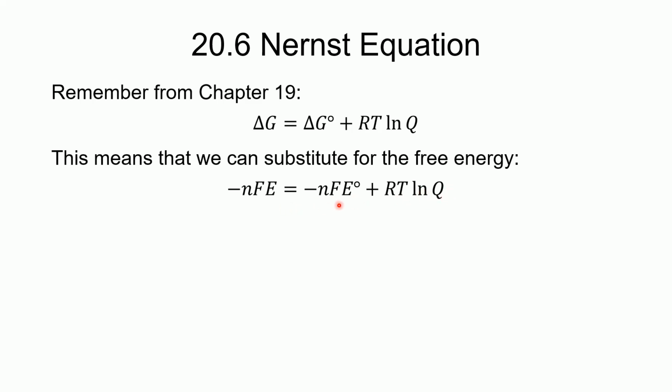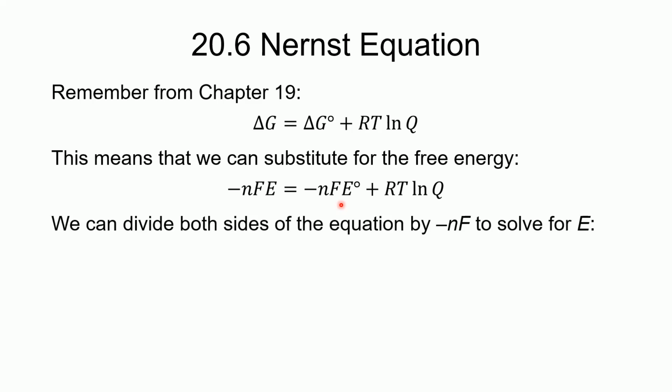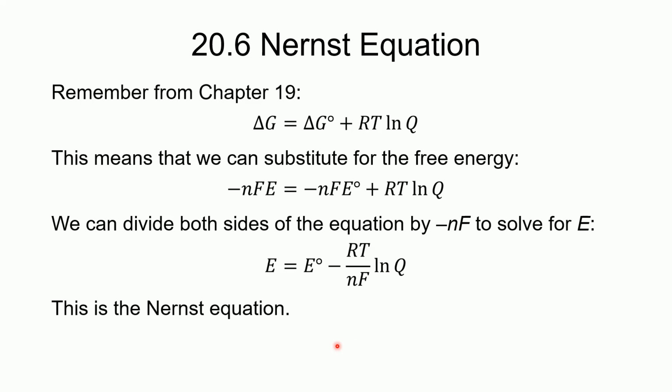Well, we're going to take both sides of this equation and divide by negative NF. And so when we do that, we will solve for E cell at not necessarily standard conditions. So E cell is equal to E cell standard minus RT over NF natural log of Q. All right, we call this the Nernst equation, and it is an incredibly useful tool for determining how E cell changes when we change concentrations. So that is exactly what we're going to do.